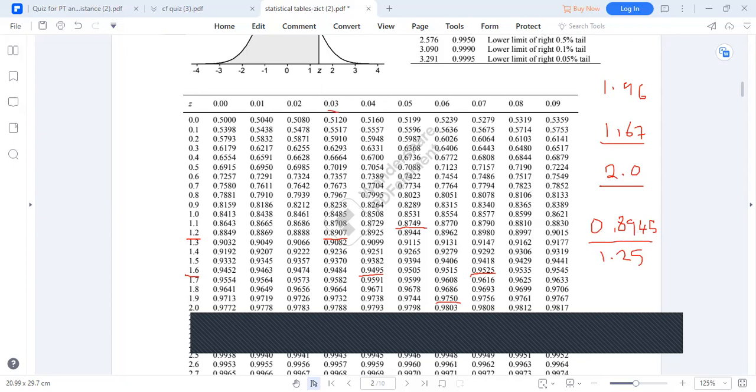All right, so now we go to applying these tables. Any questions on reading the tables? Are you all clear?